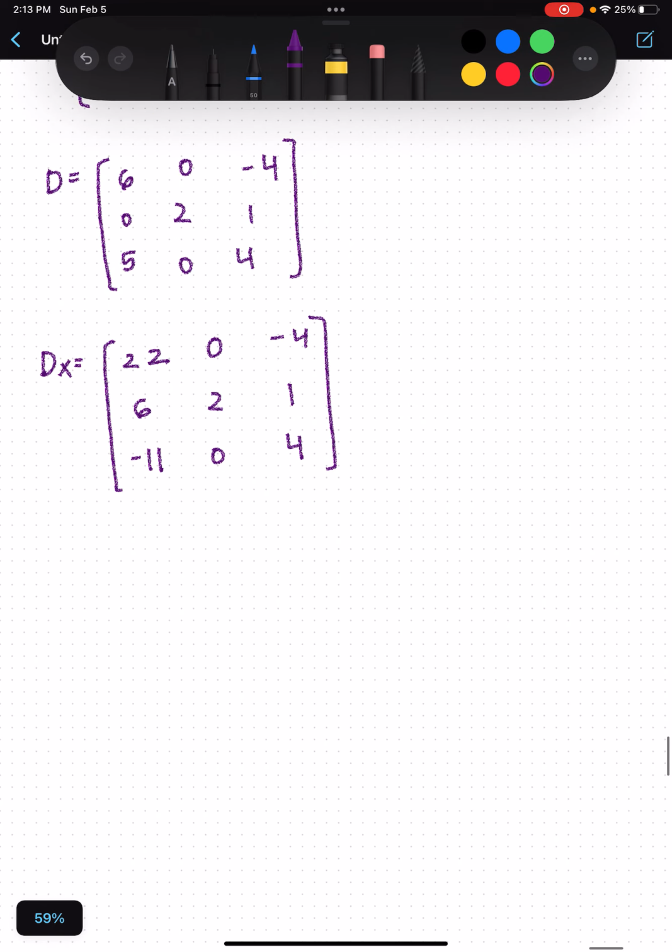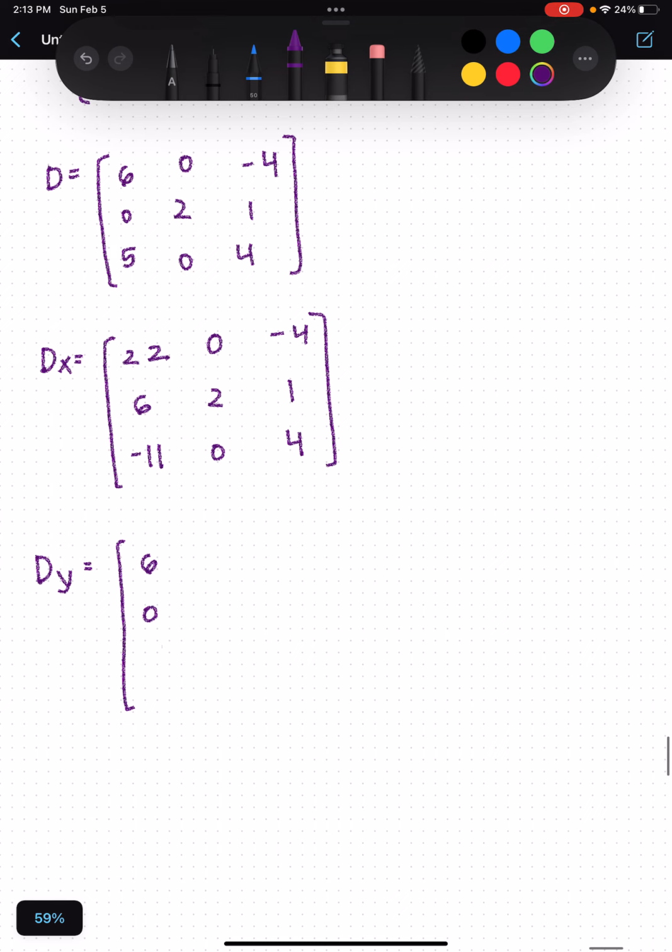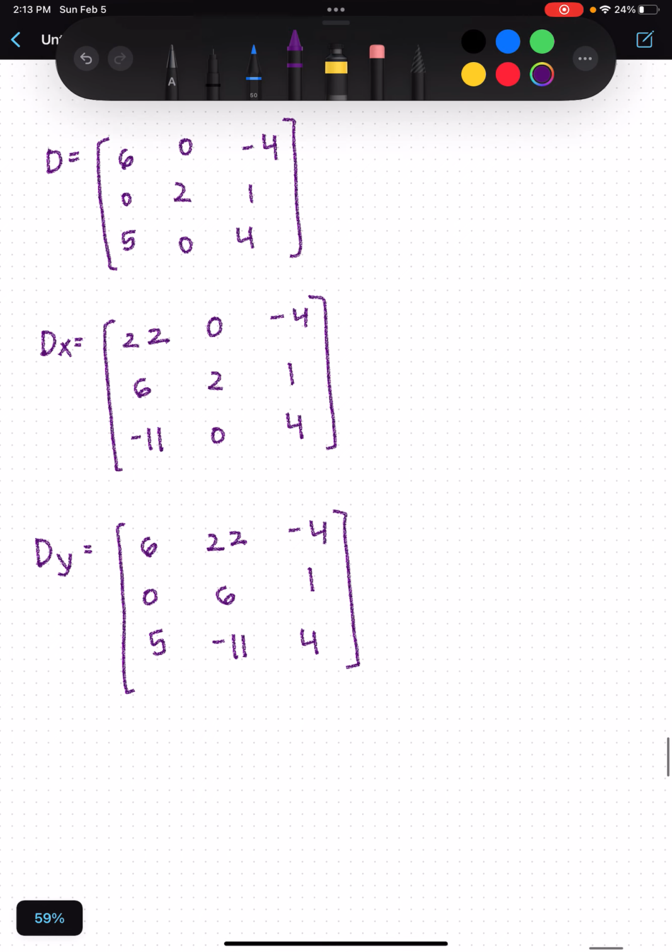Then I'm going to write D sub y, and for D sub y, I go back to my original matrix, and I keep the first column the same and the third column the same, but the second column gets replaced by your answers. So it'll be 6, 0, 5, and then instead of saying 0, 2, 0, I'm going to say 22, 6, negative 11, and then negative 4, 1, 4. And then my last matrix is D sub z, which I hope you would have guessed.